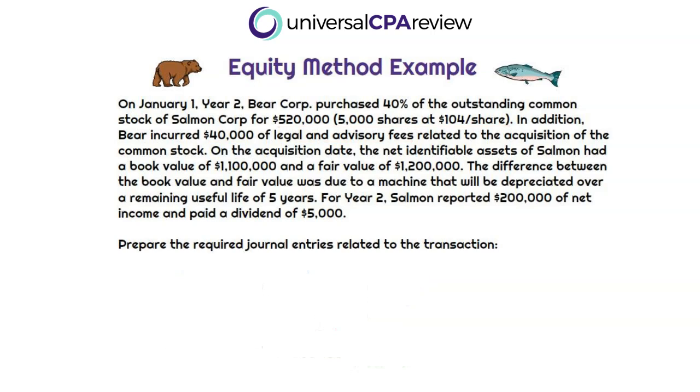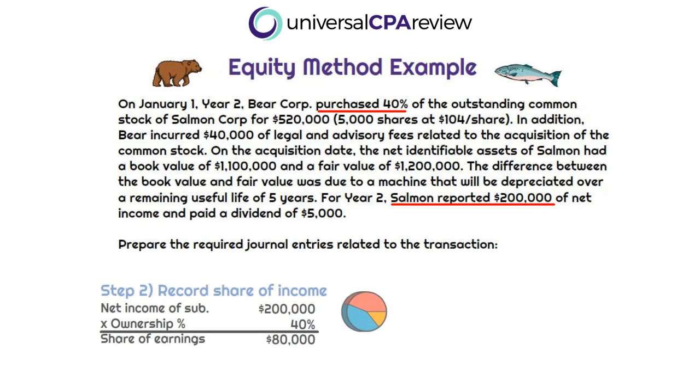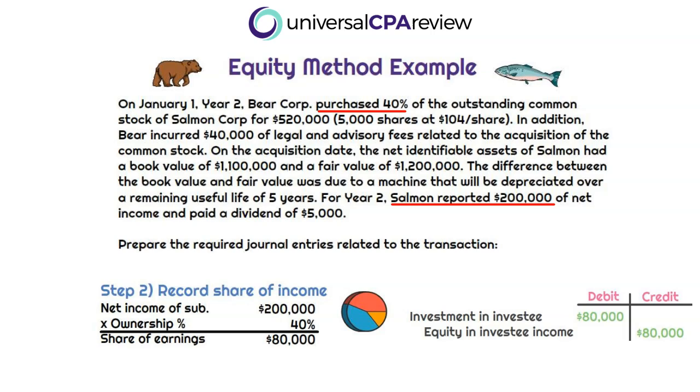So in step 2, this is where we record our share of net income generated by Salmon. They generated $200,000, but that was for 100% ownership. We only own 40% as Bear. So our share of earnings, because it was income, would be $80,000. And remember what I said, we're going to increase the carrying value of our investment on the balance sheet for this share of net income.